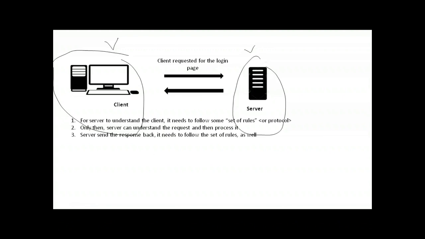Now, for the server to understand the client, it needs to follow a set of rules. Only if Mark can understand can he process what Stacy said and send the response back. Here, instead of Mark, we have the server. Only if the server can understand the request can it process the request and send the response back.